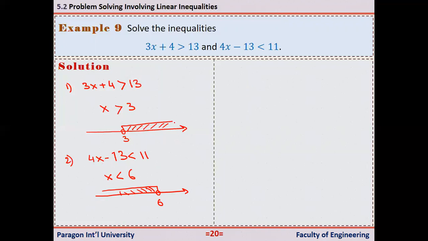Now, if we write or illustrate these solutions on a single number line, here we have 3, and here we have 6, right? Here all the numbers greater than 3, here all the numbers less than 6. So we are talking about this interval, right? All the solutions are here. So in set form, the solution set of this inequality is from 3 to 6.